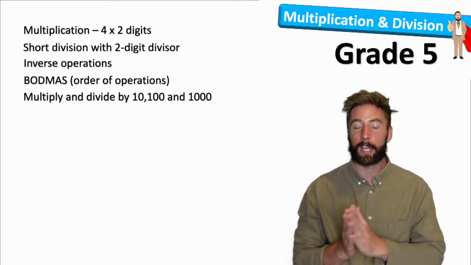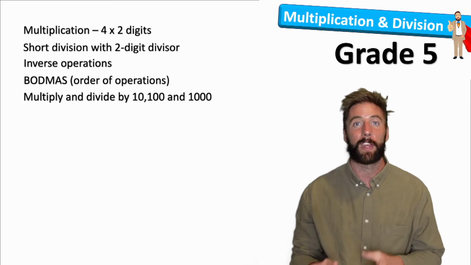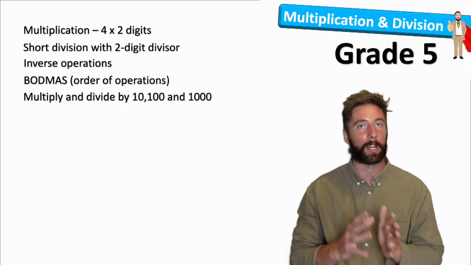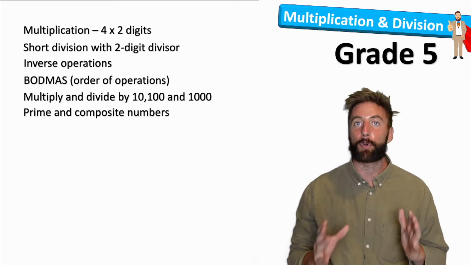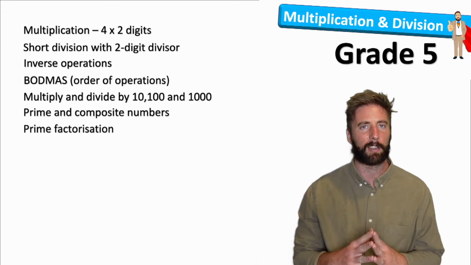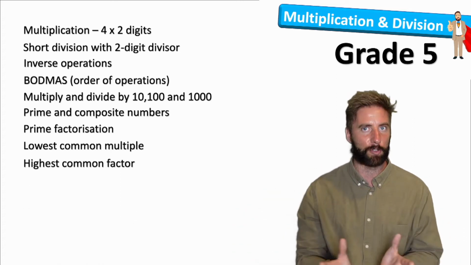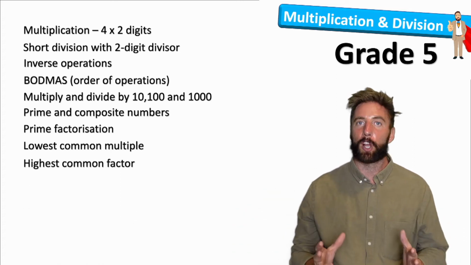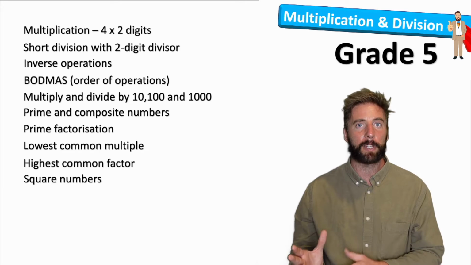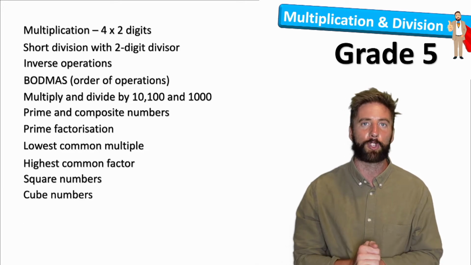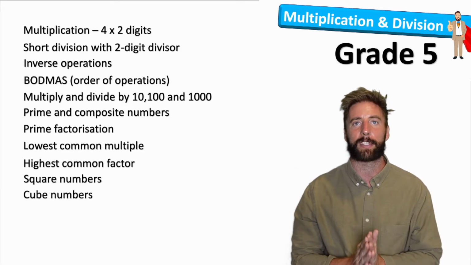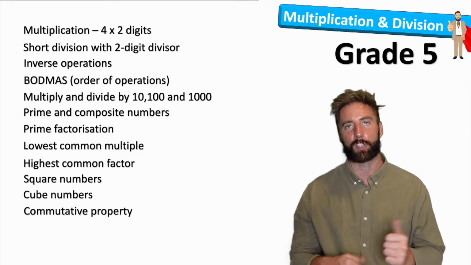We're going to look at multiplying and dividing by 10, 100 and 1000. We're also going to look at prime and composite numbers. Then we're going to look at prime factorisation, which is pretty tricky, before looking at our lowest common multiple and highest common factor, which is going to be very useful for most aspects of maths. Then we're going to look at square numbers and cube numbers, before finishing with two very important laws or rules that we need to know in maths. First, the commutative law, and then the distributive law.